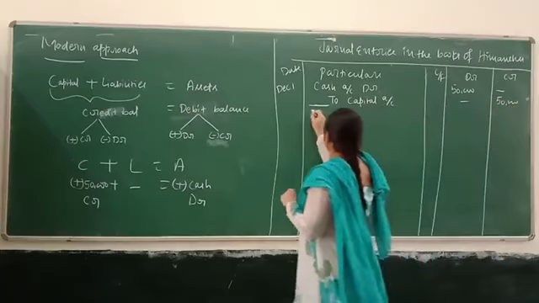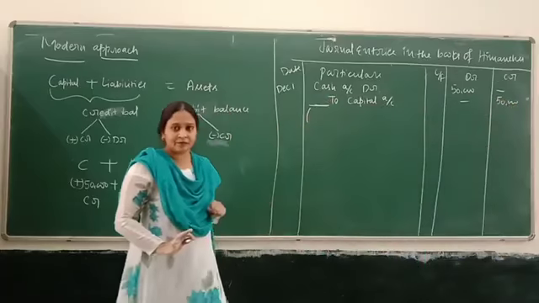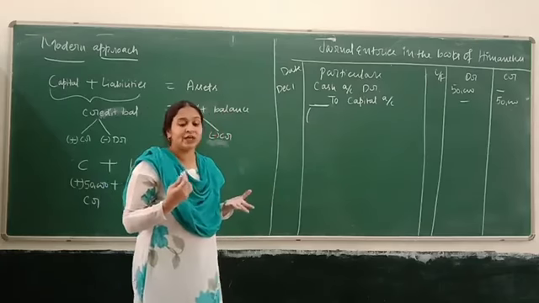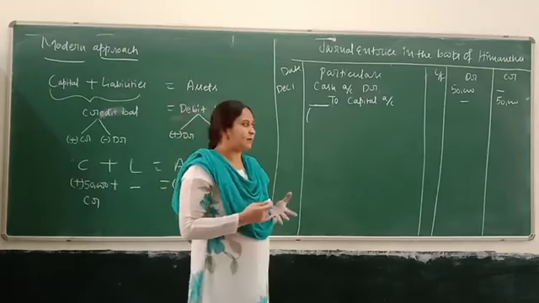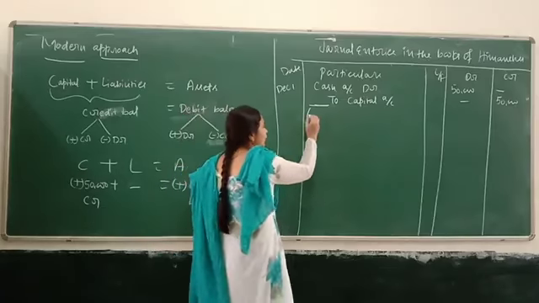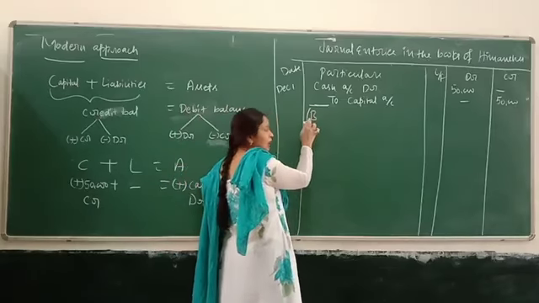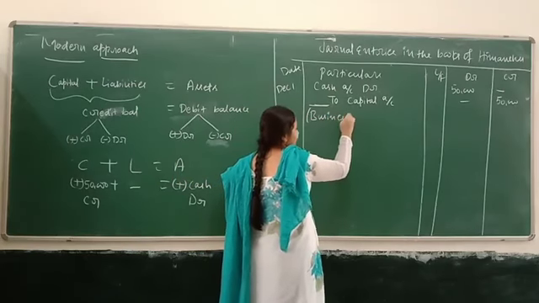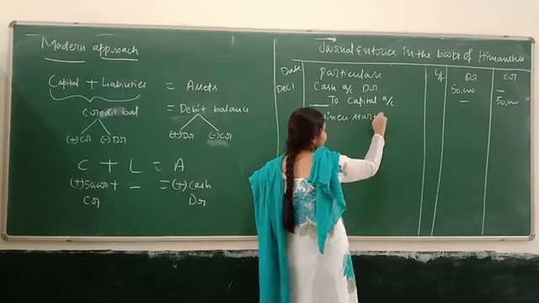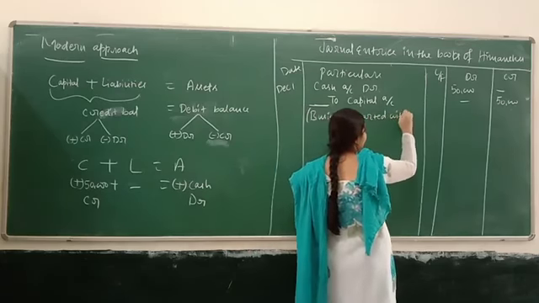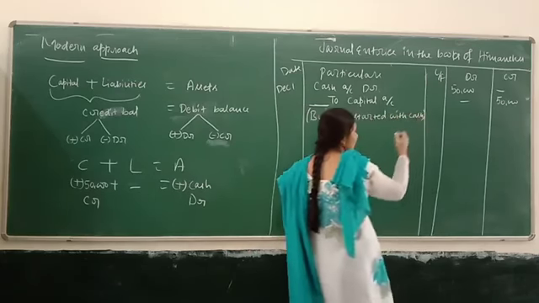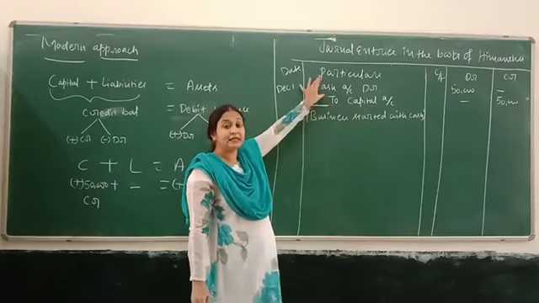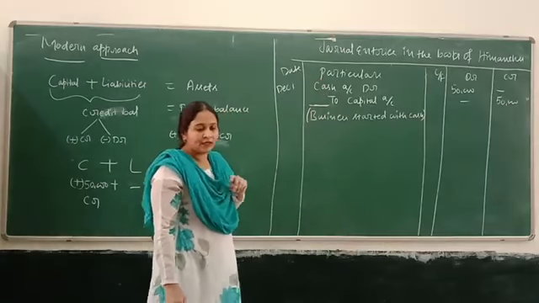Below the entry, this is known as a journal entry. You will write a brief explanation to the entry, that is called narration. What are we doing here? Business started with cash rupees 50,000. So this is the brief explanation to our entry. This is called narration.